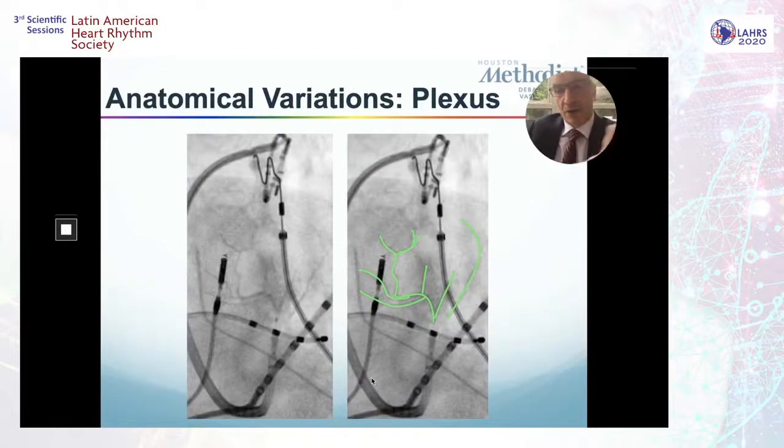I would like to alert you about the multiple anatomical variations that we have found in vein of Marshall. This is one example of what we call plexus vein of Marshall, when you cannulate it and there's too many branches to count, taking venous return from a large portion of the left atrial wall.